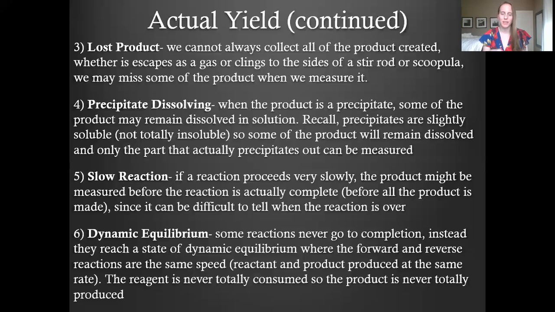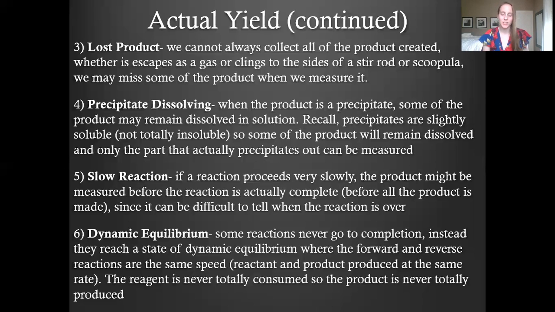Or it could be that you were stirring or transferring the product into a weigh boat to measure its mass, and some of it just stuck to the sides of the container or the stir rod or whatever. It could also be that the product is a precipitate and some of it dissolved. So as you know from your solubility table, precipitates are slightly soluble. So even though most of a precipitate is a solid, some of the precipitate can dissolve, and that won't be included in the weight of the product.